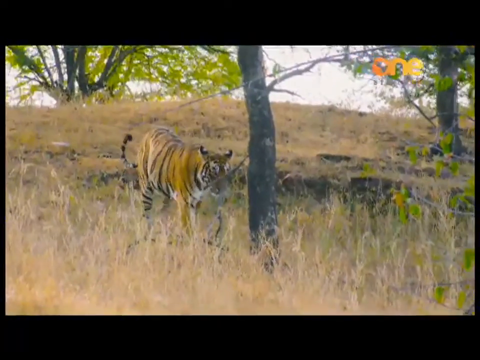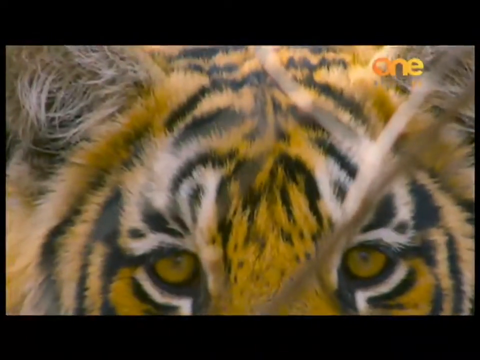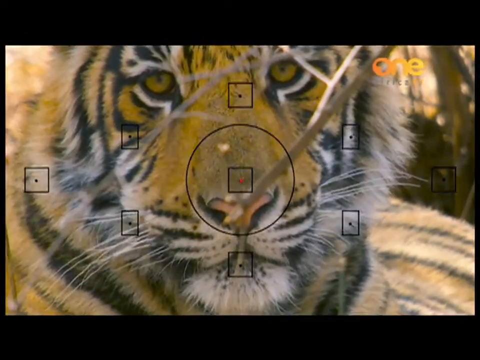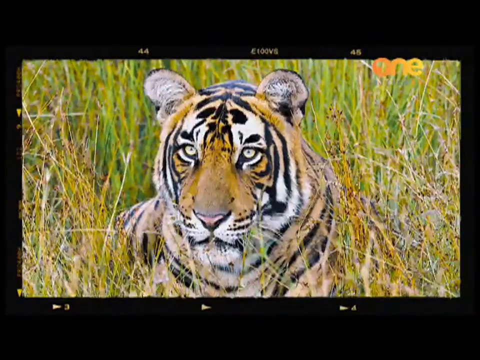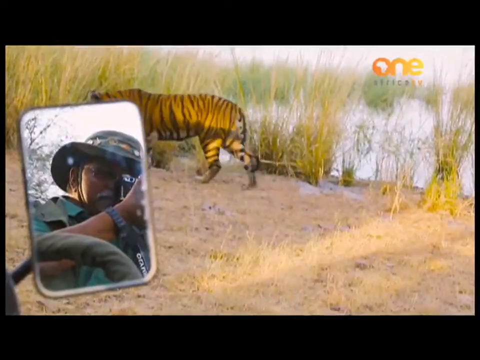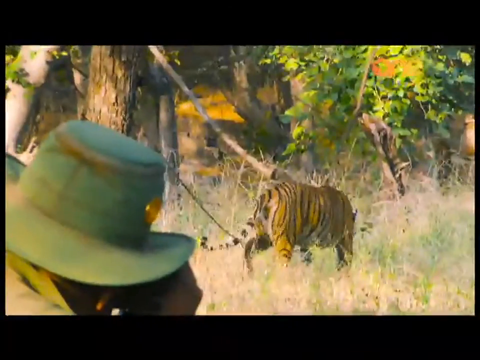India's Ranthambore Reserve in Rajasthan is home to the rare Bengal tigers. Every year, John Isaac, an Indian-born photographer, travels from New York City to document the lives of these majestic animals.